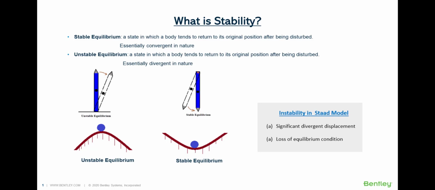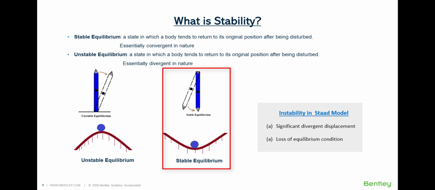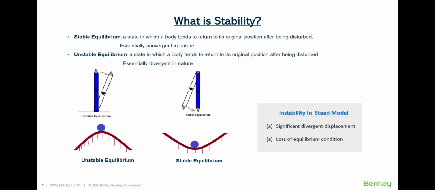Now, see two scenarios in the picture here. If we give a slight nudge to the existing body, in the unstable case, the body would move further away and might collapse and won't come back to its initial position. And in the stable equilibrium, it will roll back to its initial position. Similarly, a structure can be in a stable or unstable equilibrium.